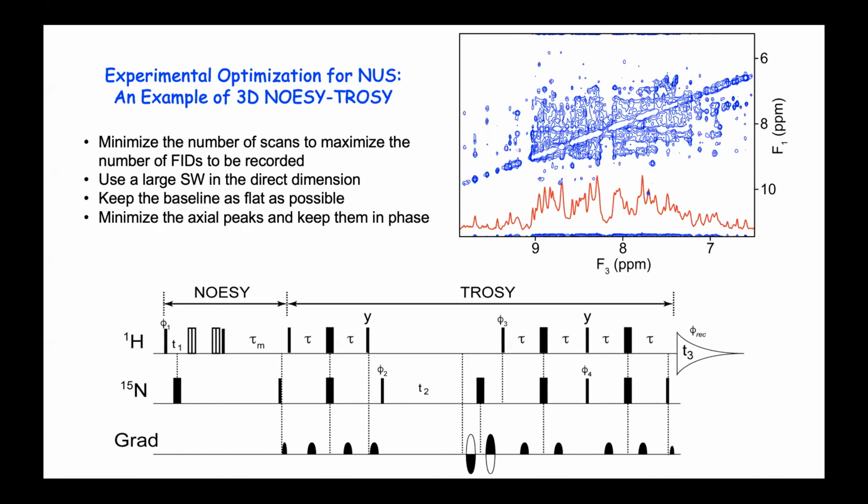First thing that I want to point out is that it's my practice. It's debatable, okay, but my practice is always to try to minimize the number of scans to maximize the number of FIDs to be recorded, because I consider every data point, every FID we collect, as additional information for the reconstruction. So the more data, the more points we collect, the easier the reconstruction should be.